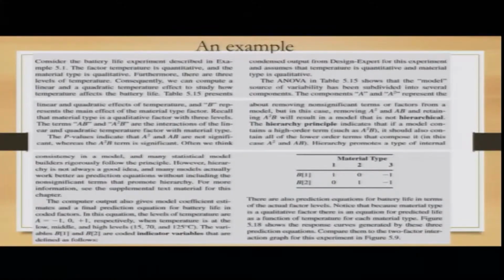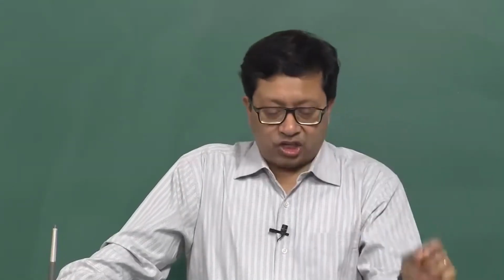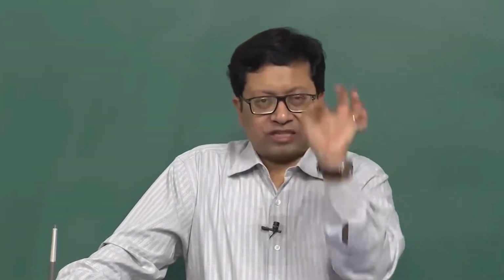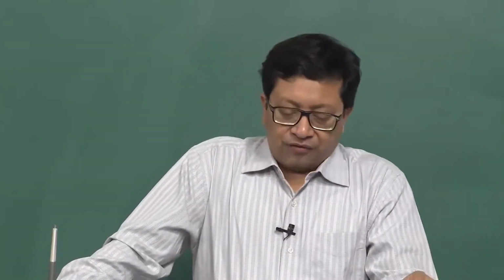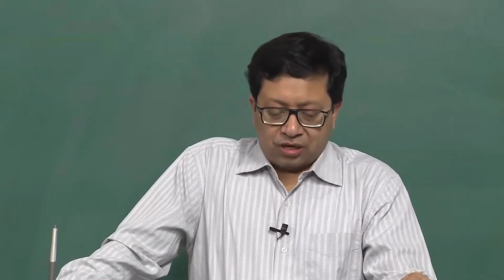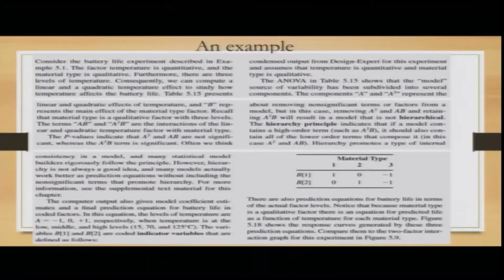So, let us consider an example in detail. Consider the battery life experiment which we have already discussed. The factor temperature is quantitative and the material type is qualitative. Material type can be, for example, a higher level of lithium or a lower level of lithium, considering lithium batteries, but the temperatures, if you remember, are quantitative in nature, because those are values either in centigrade or Fahrenheit. Furthermore, there are three levels of temperature. Consequently, we can compute a linear and quadratic temperature effect to study how temperature affects the battery life.